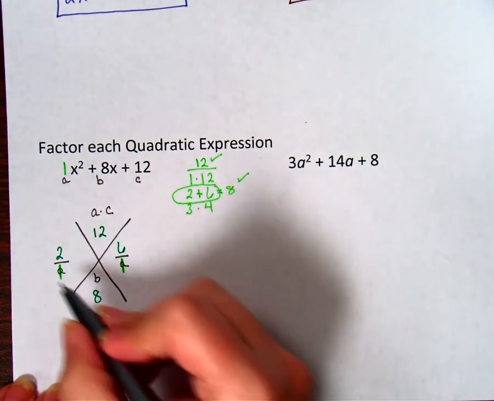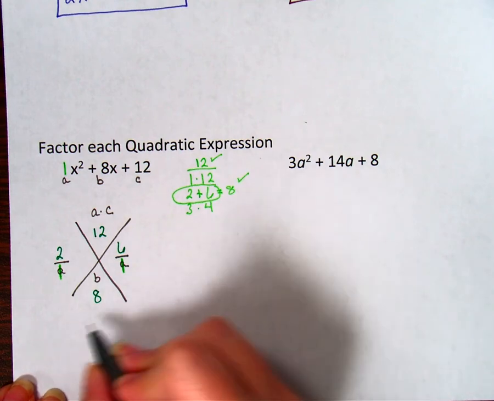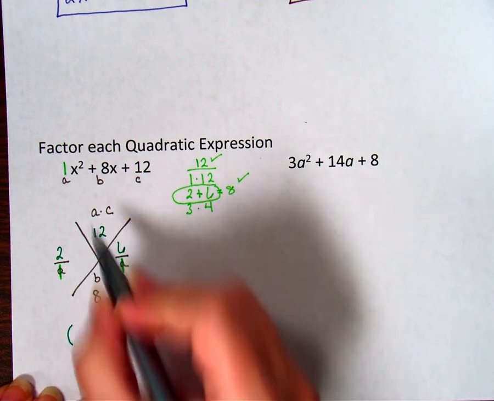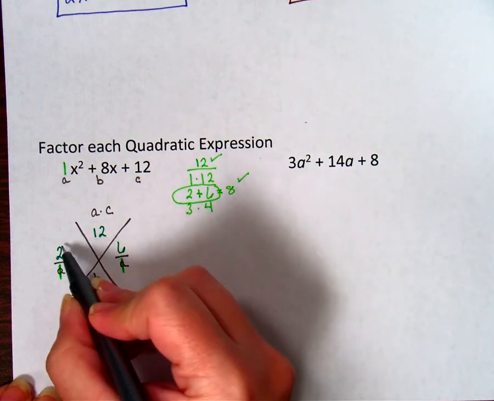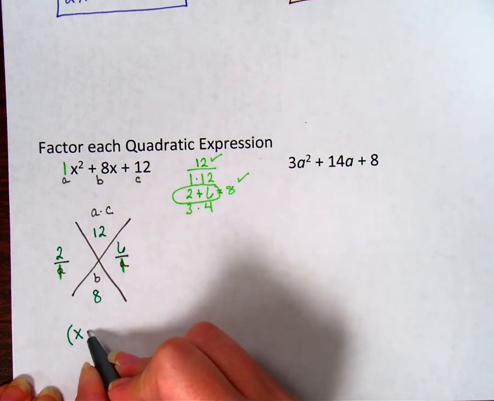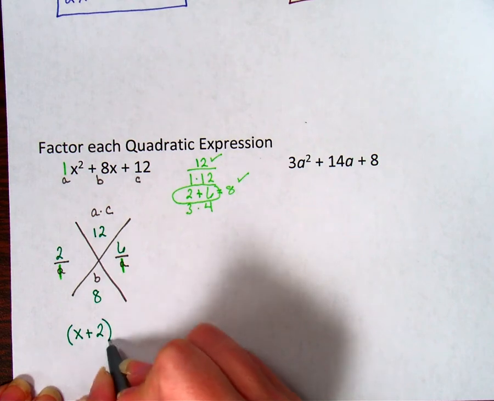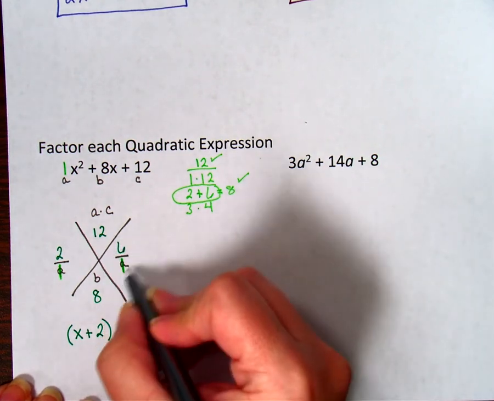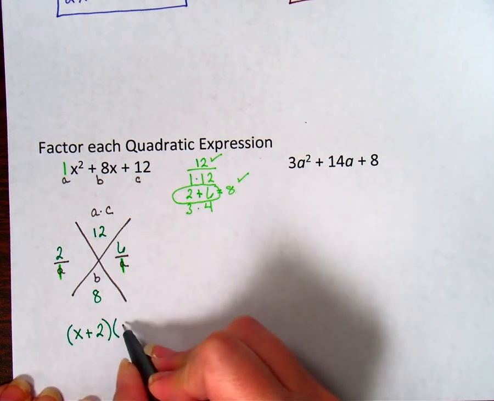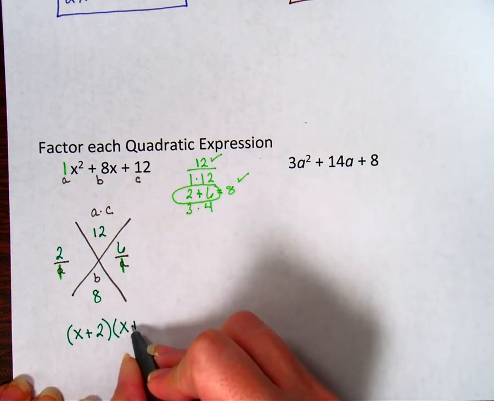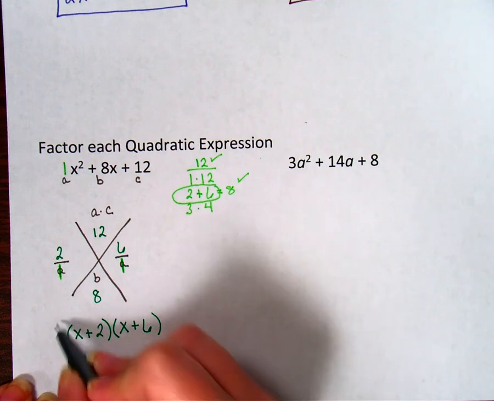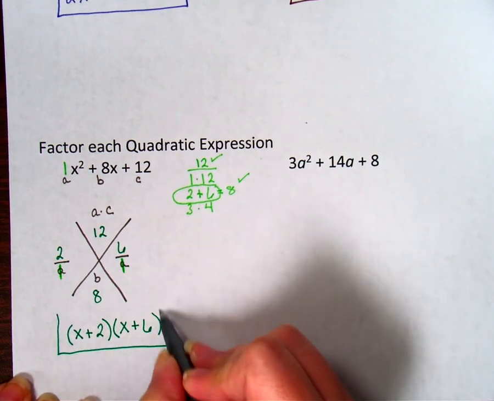We're going to go ahead and leave them as fractions because the number on the bottom is what's going to go in front of the x. So I'm going to have 1x. And then look at the top, I have a positive 2. So x plus 2. And then for the second fraction, I have 1 on the bottom, so 1x, and a 6 on the top, so positive 6. So here is my factored expression.